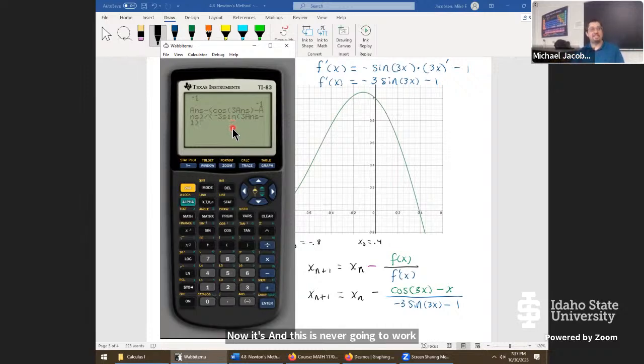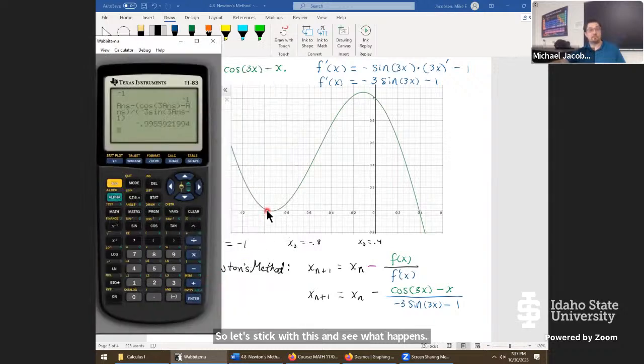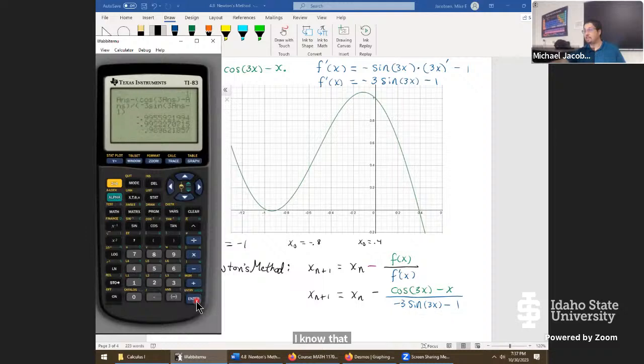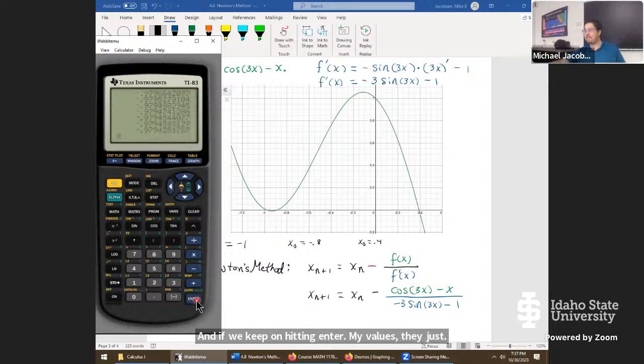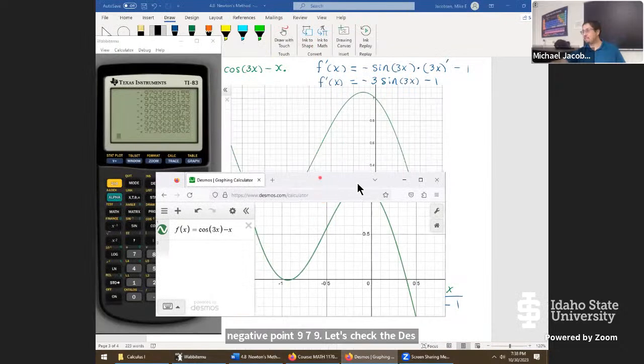But you know what? It's kind of interesting to see what happens in the calculator when something goes a little bit awry. So let's stick with this and see what happens. I enter on this, and we get -0.995. And you know, that looks plausible. It looks like it's improving. And if we keep on hitting enter, my values just keep changing on me. Now I'm at -9.7. It looks like it's stabilizing though, but you notice it's a lot of enters out of nowhere. This would be unusual. And no matter what I do, I get -0.979. Let's check the Desmos graph on that.